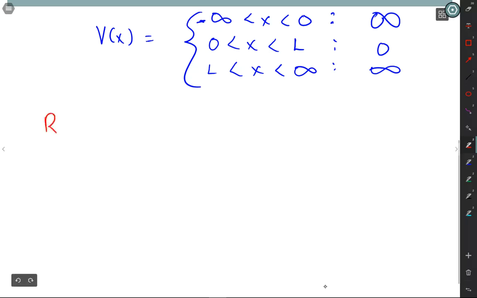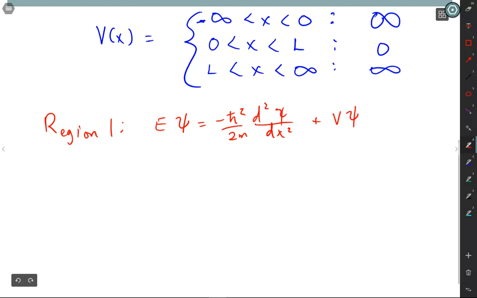So in region 1, using the time-independent Schrodinger equation, I don't need a partial anymore because it's only one variable. So I have that equation. Now I have that equation in all three regimes because that is the Schrodinger equation.